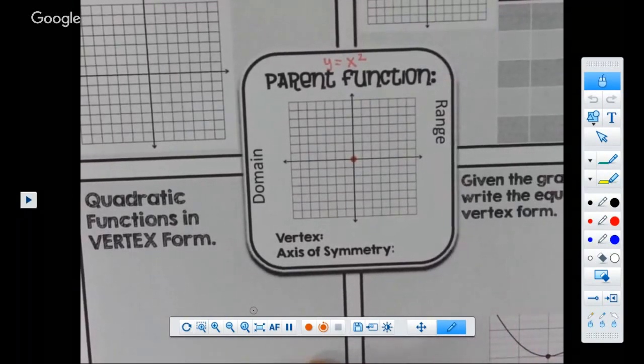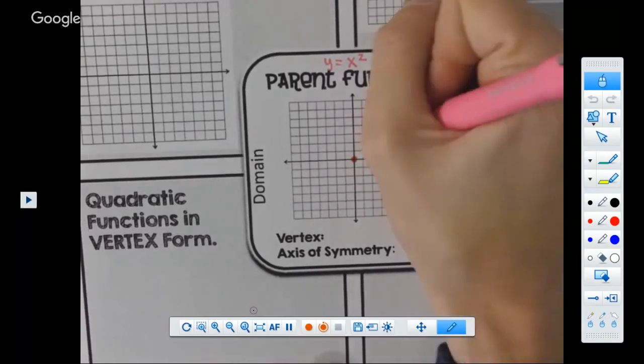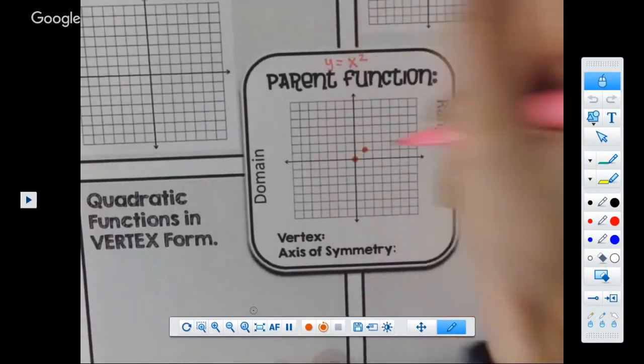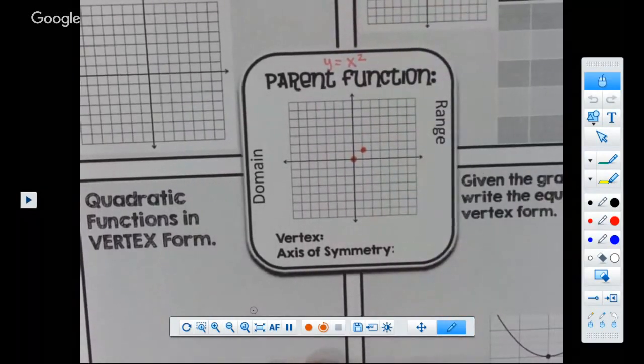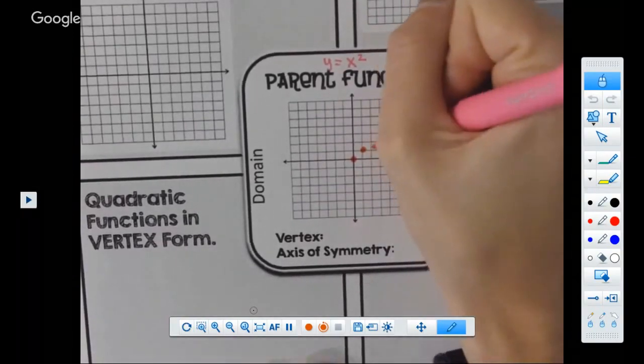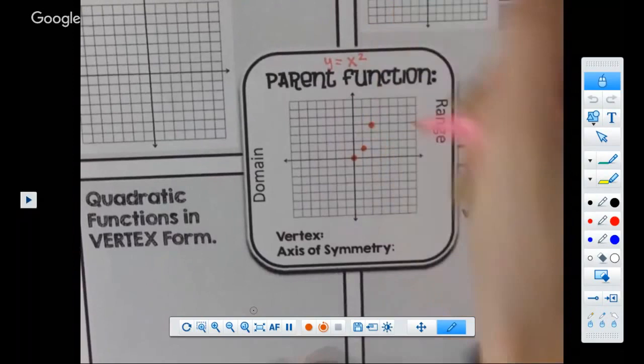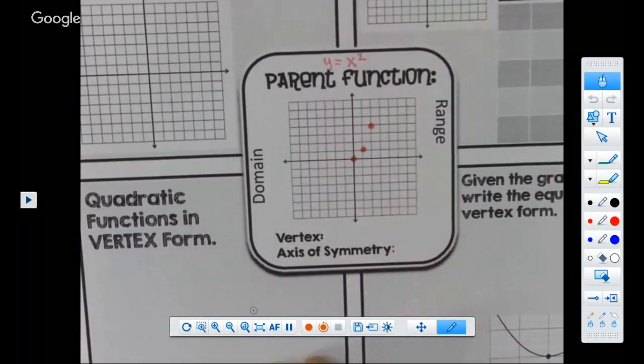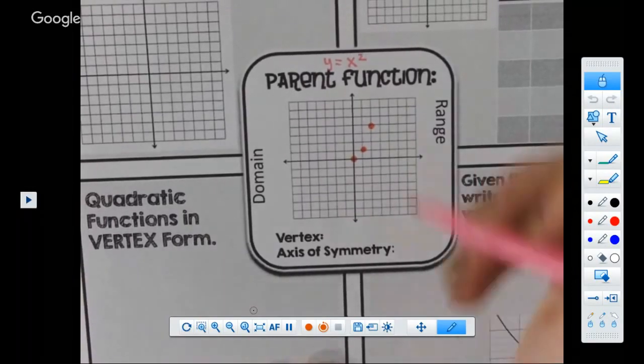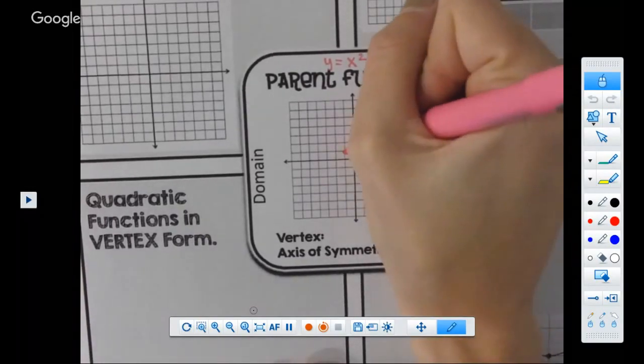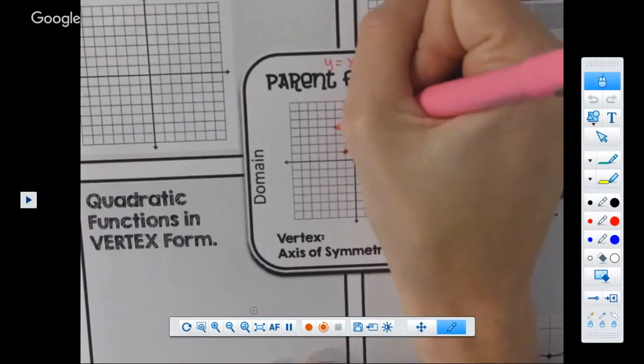so what happens if we square 1? We get 1. So the next point is 1, 1. 2 squared, we got 4. So we get 2, 4. If we were to do the next one, it would be 3, 9, right? But this isn't put on my graph. Negative 1 squared is also 1, and negative 2 squared is also 4.